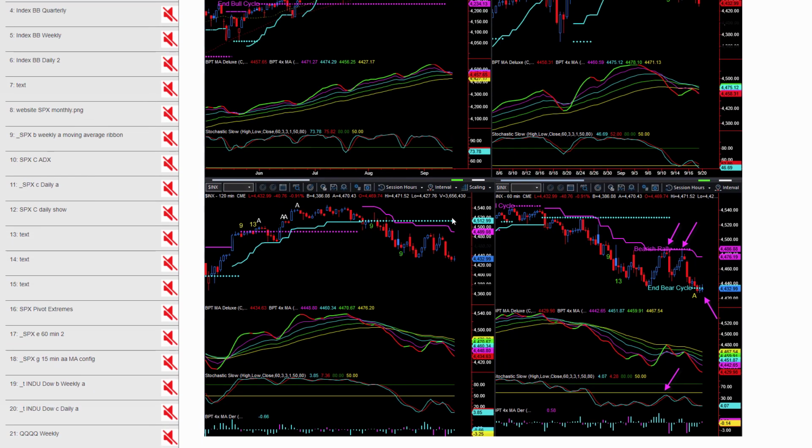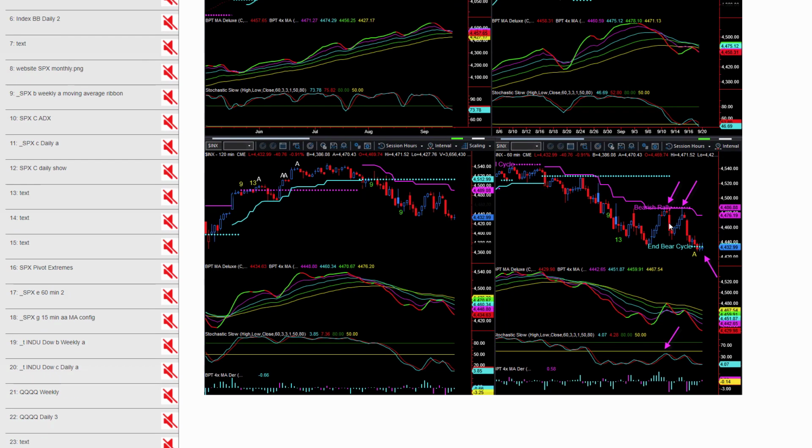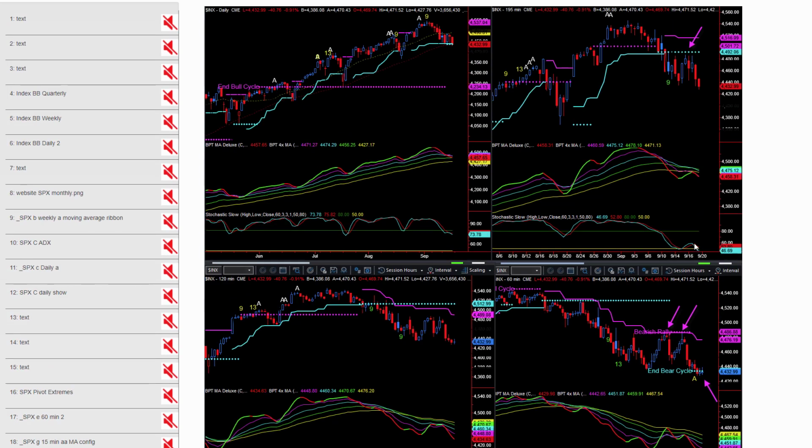Okay, ATR is resistance. Look on the 60-minute how the rallies later in the week all stalled right at that ATR. Now we do have a little buy cycle in the 60-minute, but that's just a 60-minute. The half day, you can see it's right around the 50% area on the 60 stochastics.